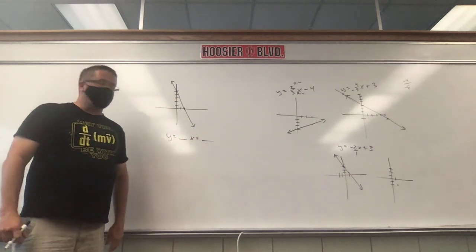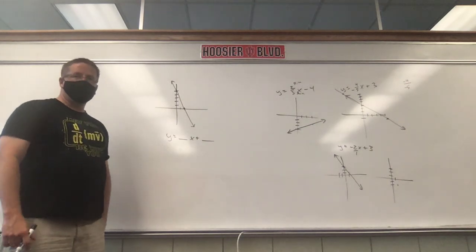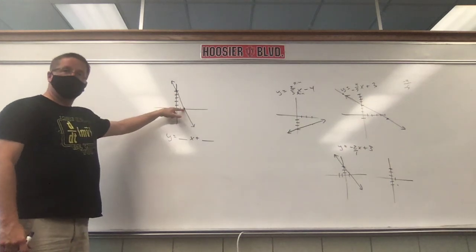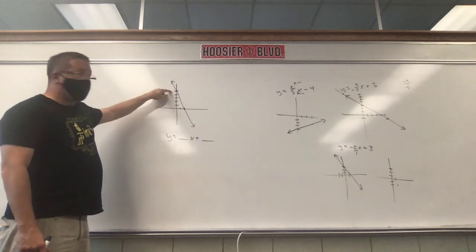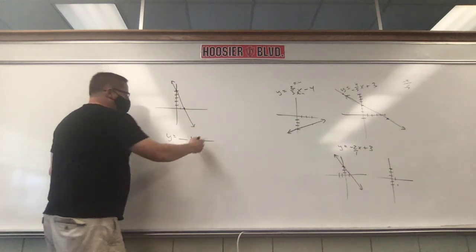Start with a y-intercept first. This number right here. Any idea what this number is going to be right there? 5. Why 5? Because the dot's at 5 spaces, on the y-axis. Positive 5 or negative 5? Positive, because it's up 5. So you're going to put a 5 right here.